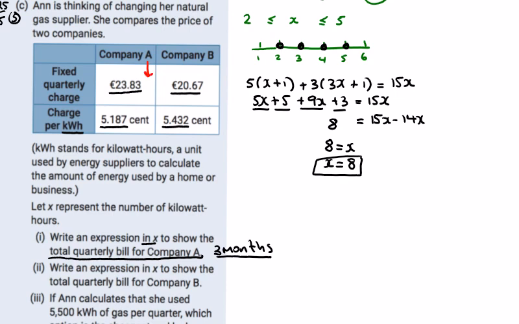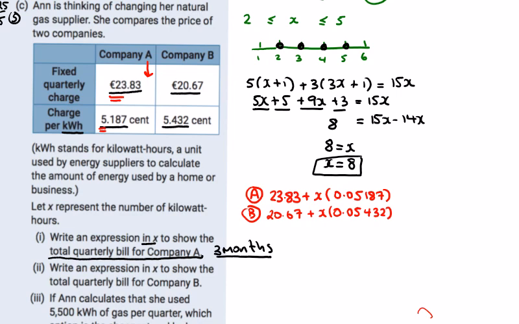So let's go company A, the cost. If you don't use any electricity, it's 23.83 plus the amount of hours that you use times the cost, 5.187 cent. So just be careful here, we have euros and we have cents, so 5 cent will be 0.05, and then just add on the decimals, 187. Company B similarly is 20.67 plus x times 5 cent again, 0.05, and then add on your decimals, 432. So that's part 1 and part 2.